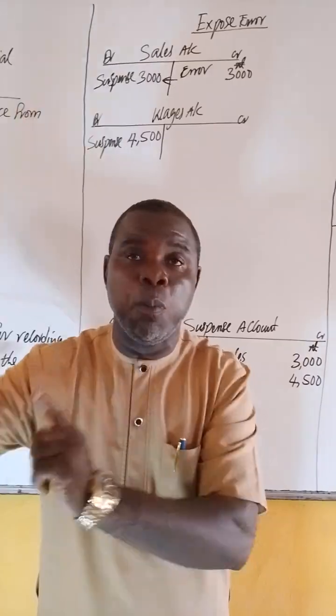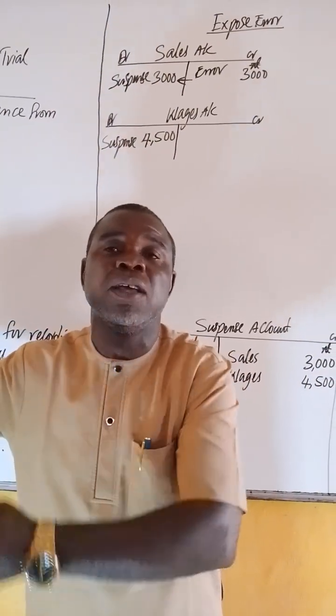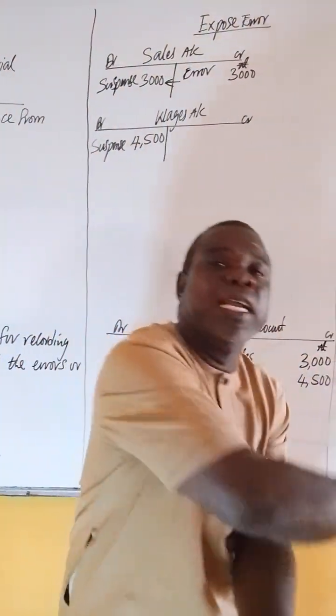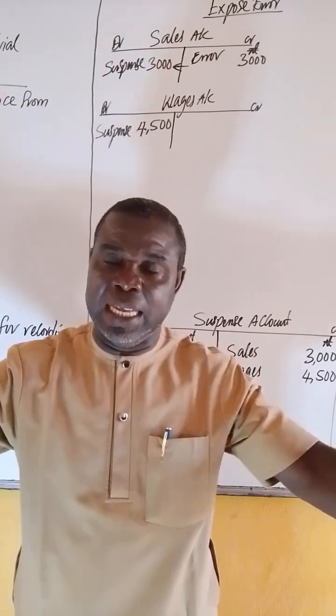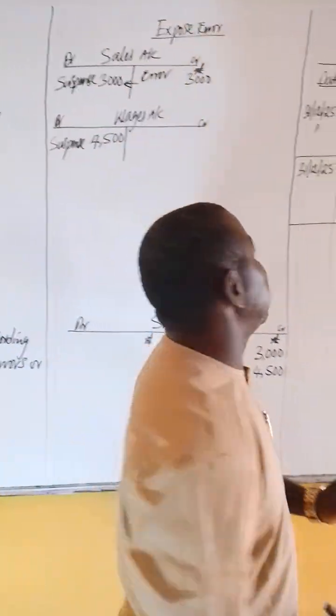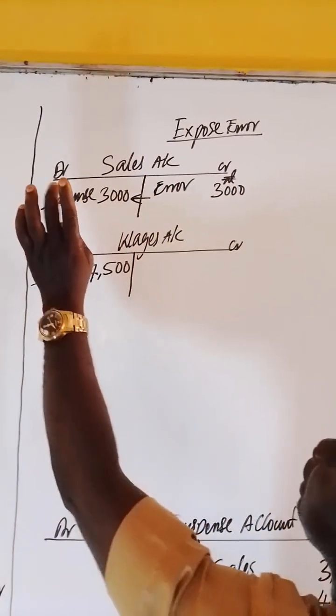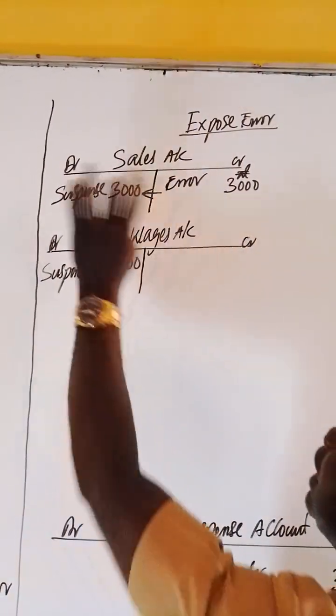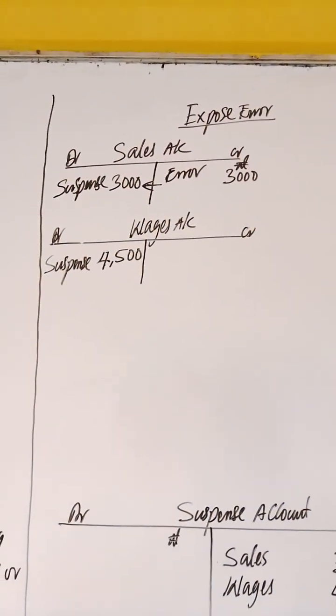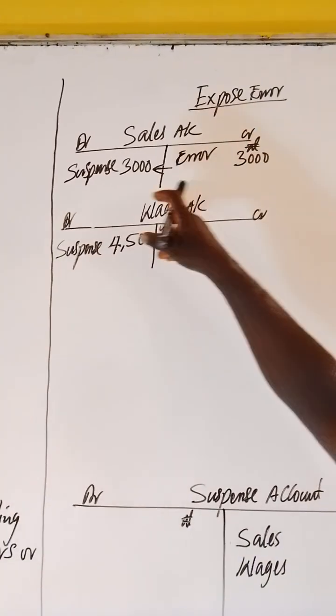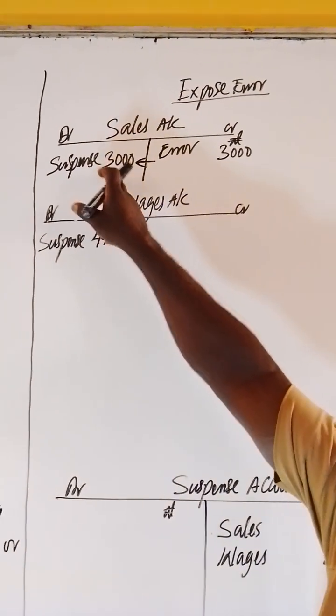Please always post the opposite side. If the debit side is over, post the same amount in the credit side, and vice versa, and then the error will be corrected. And that is why, by way of correction, we are putting the same 3,000 in the debit side. And putting in the debit side, that is when you bring suspense. I say suspense 3,000.